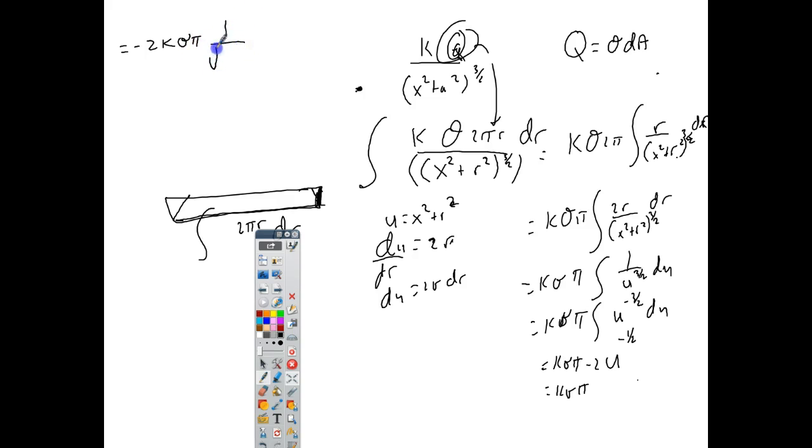1 over the square root of x squared plus r squared. Right, putting the u back in. And that'll do it. Plus c, we'll assume c. There's no... when your radius is 0, you have no electric field because you have no disk.